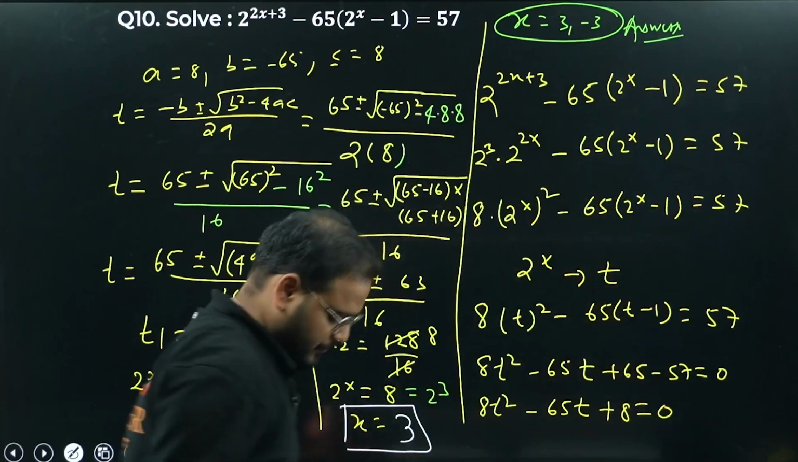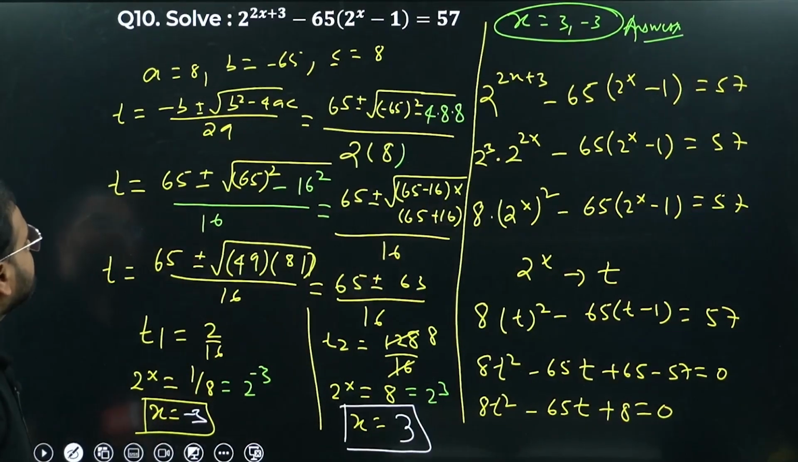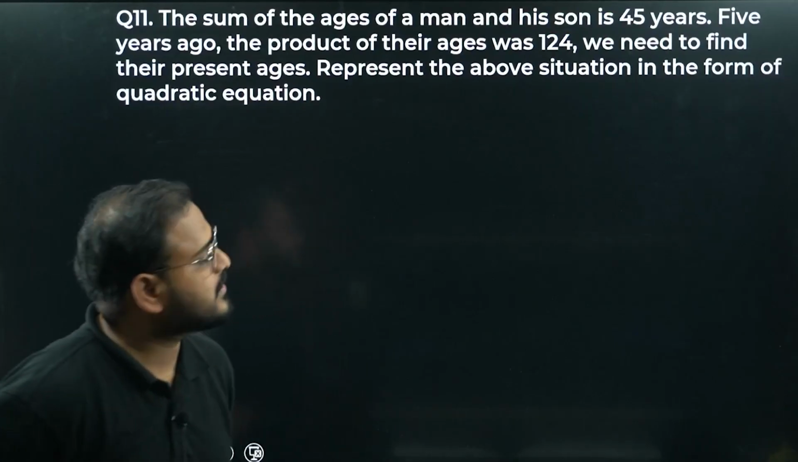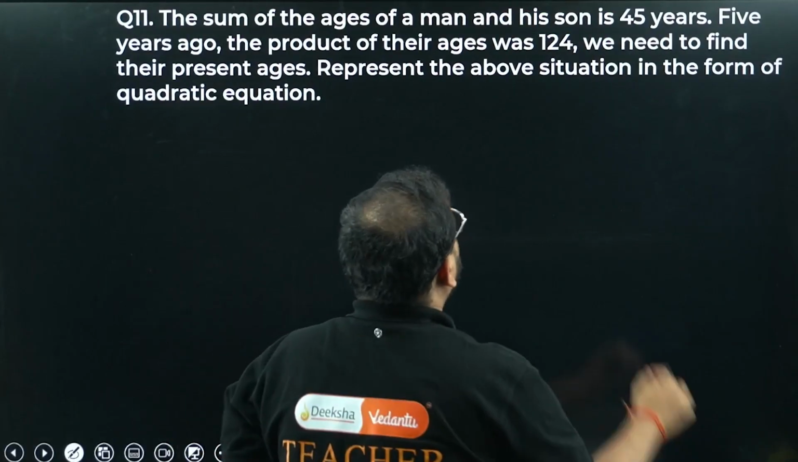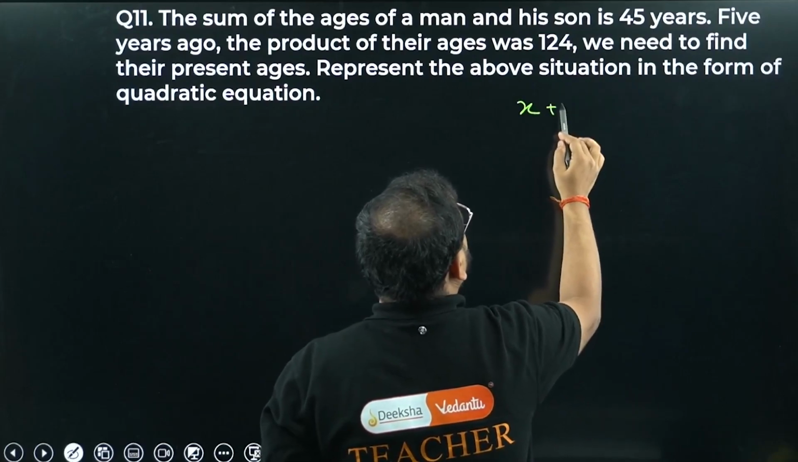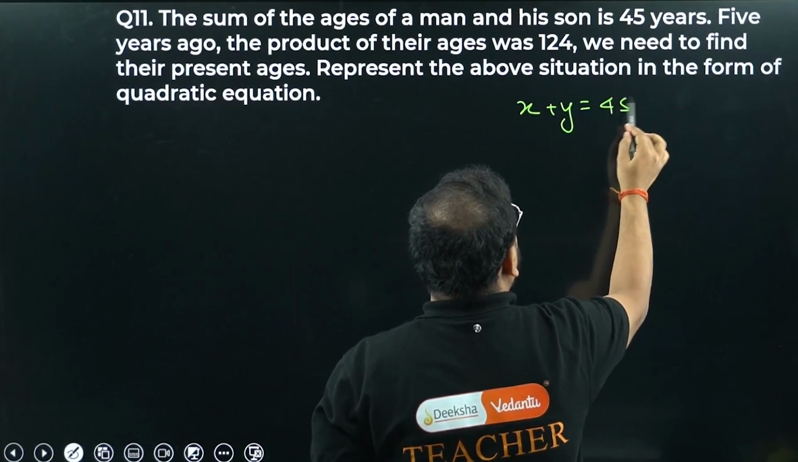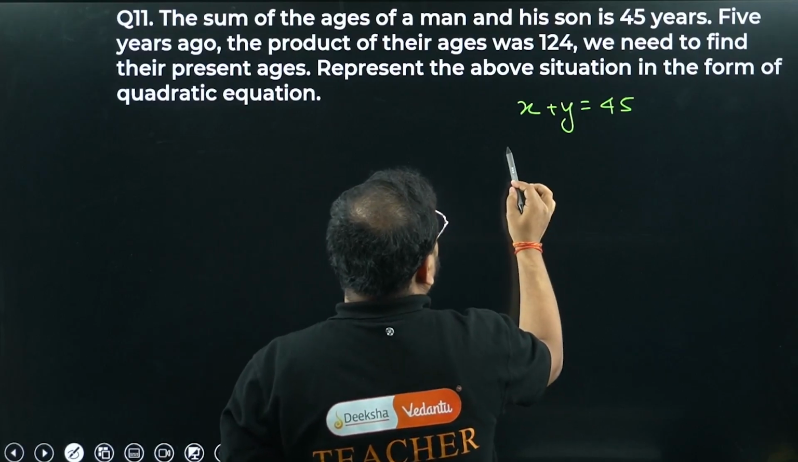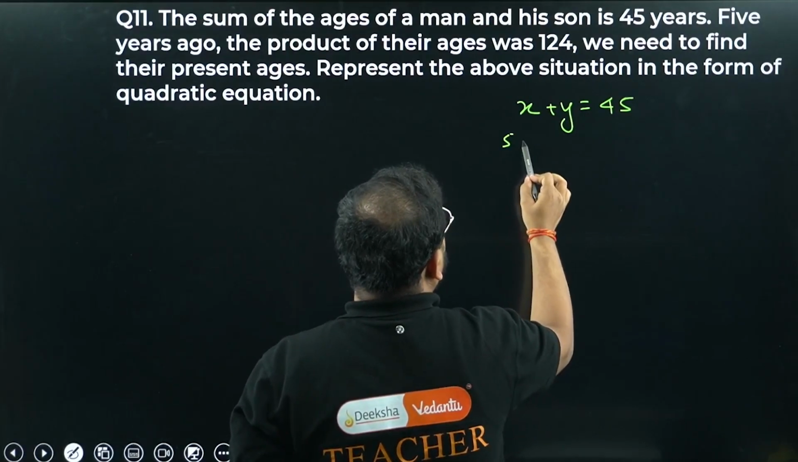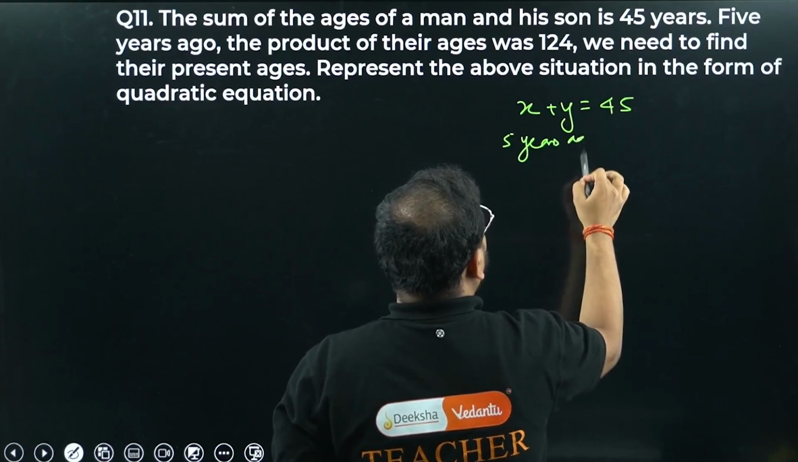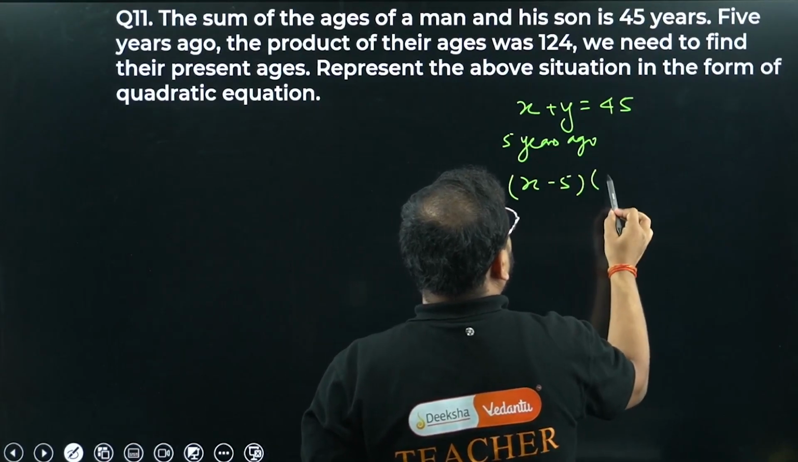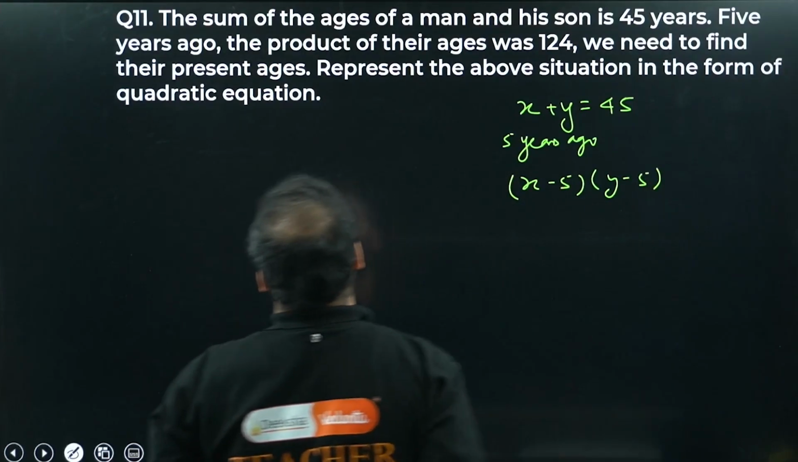Okay, great. Is it visible? Moving on to question number 11. Sum of the ages of a man and his son is 45 years. So x plus y is 45. And 5 years ago, what will happen to their ages? X minus 5 and y minus 5.